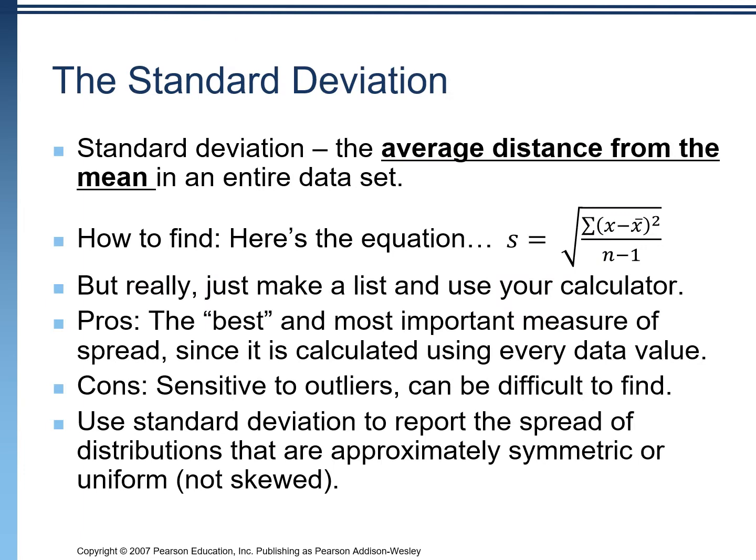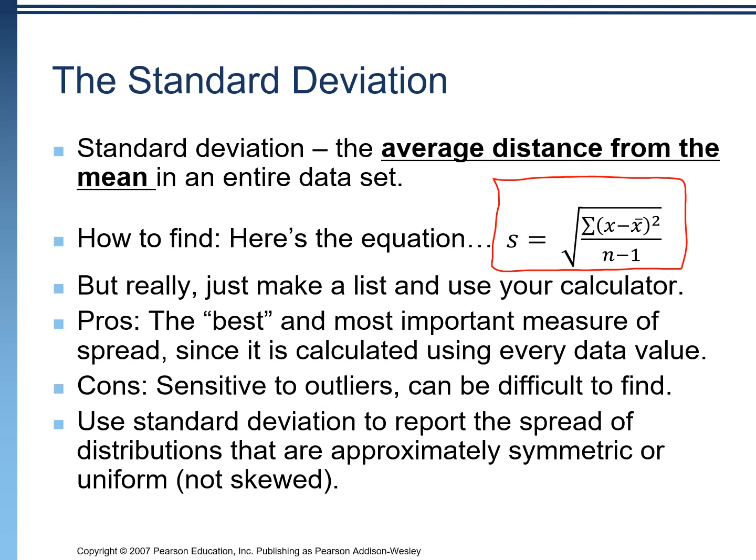Lastly, we have the standard deviation, which is probably a term that you've heard used before, but you don't really understand what it is. So a simple definition is that the standard deviation is the average distance from the mean for an entire data set. Here's the actual equation that we would use to calculate a standard deviation. The good news is that we're really never going to use that. We're going to use our graphing calculators, and that's just going to tell us what it is.